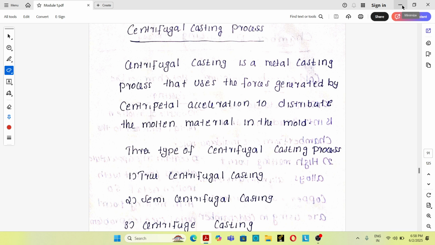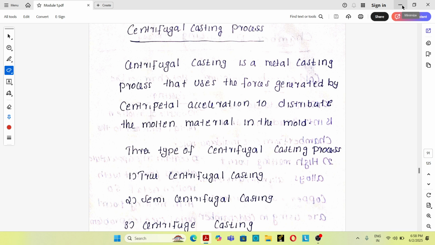The molten material is poured into the rotating mold, or otherwise, after pouring the molten material into the mold, the rotation of the mold will start. As the mold is rotating, due to centripetal acceleration, a centripetal force will be generated. That force will distribute the molten material inside the mold, and that force will remain there during solidification also. So that's the principle of the centrifugal casting process.